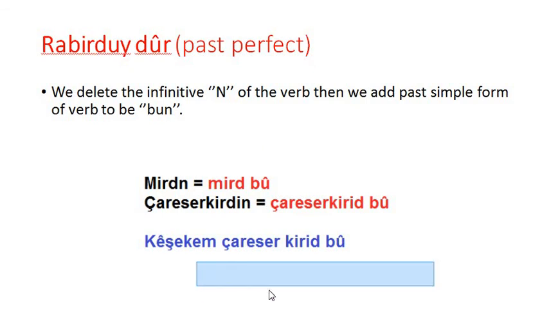For example, keşakam çara ser kirdibu means I had solved the problem. Only by adding bu. Keşakam çara ser kir means I solved the problem, but keşakam çara ser kirdibu means I had solved the problem. Okay, easy peasy.